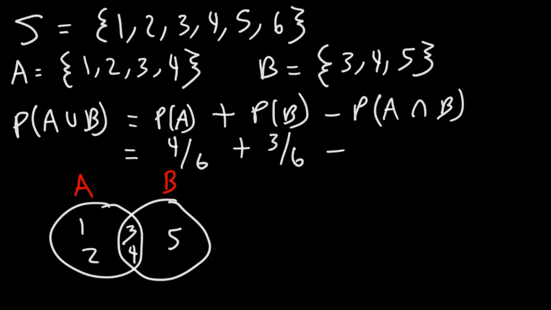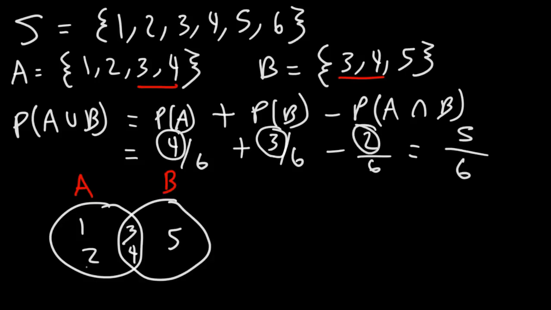So the probability of A and B occurring represents 2 outcomes out of a total of 6. So it's 2 over 6. So if we add 4 and 3, which is 7, and then subtract 2, we get 5 over 6. So that's the probability of event A or B occurring. Now let's see if this answer makes sense.